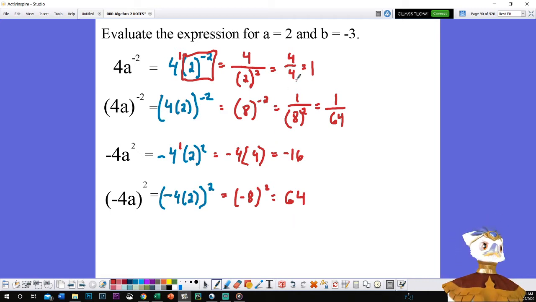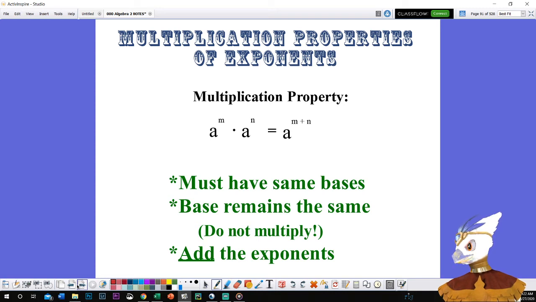So notice right now that even though all of these questions look really similar, the answers look nothing alike. They're very, very different. So be very, very careful with your positive negative signs and with your flipperoos with the exponents. Next half, we're going to do multiplication properties.